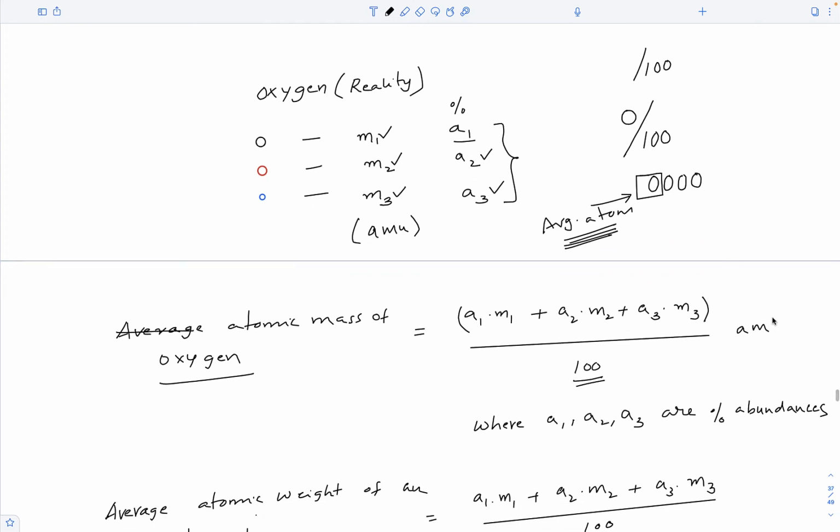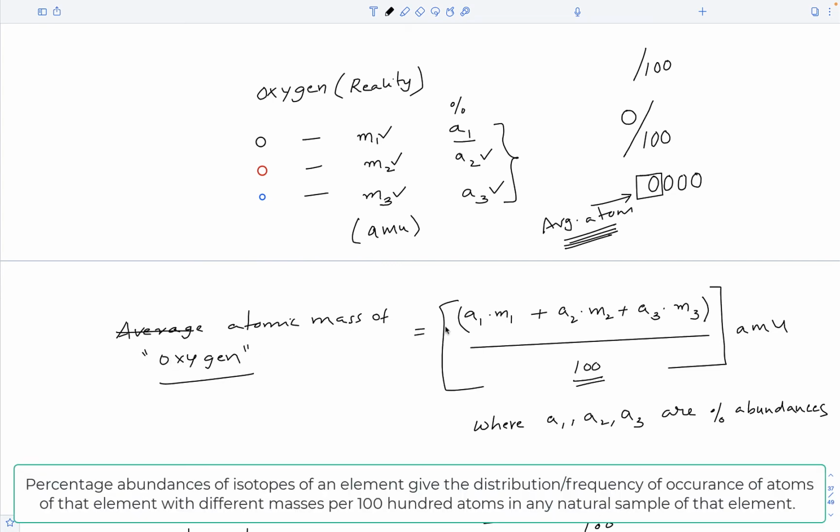So this is the expression for the average atomic mass, or simply atomic mass of an element, where A1, A2, A3 are the percentage abundances of different isotopes of an element, and M1, M2, M3 are their atomic masses.